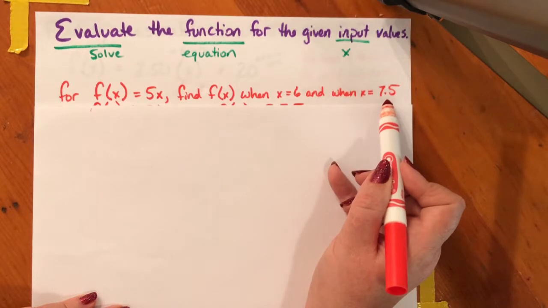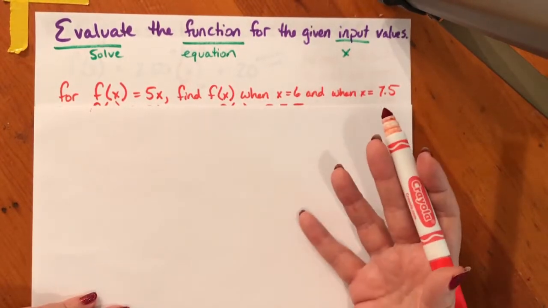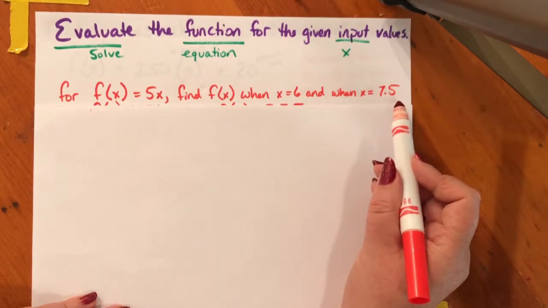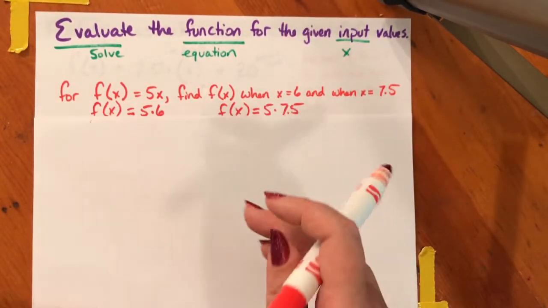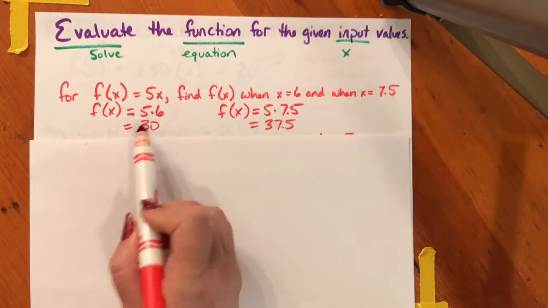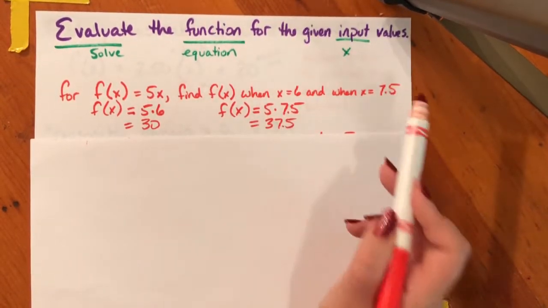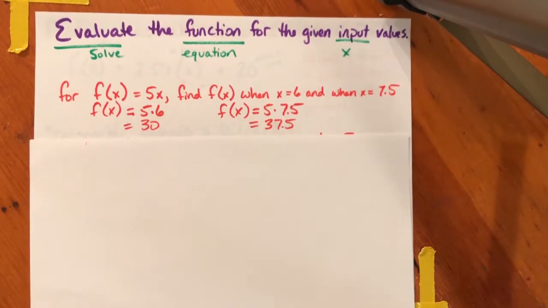Now this is just like when we had regular equations. I'm going to give you 2 sample x's. You're going to solve the equation and tell me what y equals. So in each instance, I'm going to say 5 times 6 and 5 times 7.5, and we're going to solve for x.